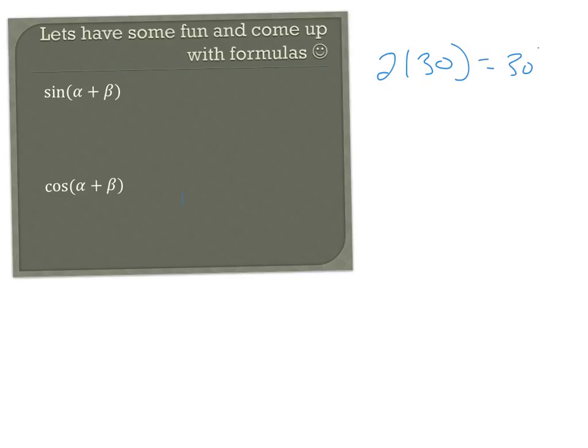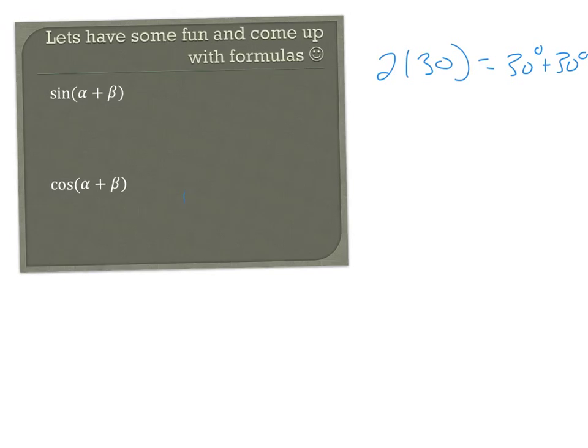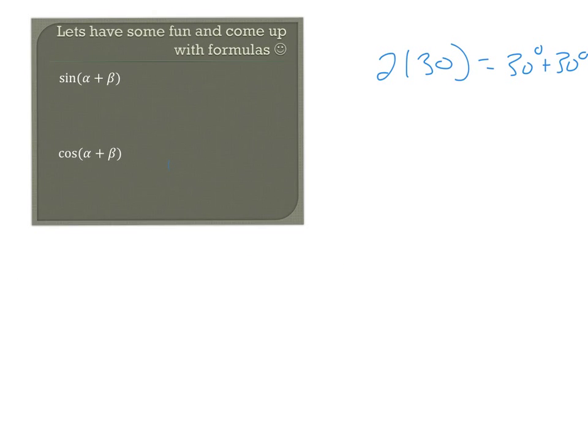That's equal to 30 degrees plus 30 degrees, right? So the way that I work this is, if I have 2 angles that are the same, that means alpha is equal to beta. Then I can do sine of alpha, and instead of adding a beta, I would add an alpha, because they're the same. This is our angle addition formula, so I'm just going to expand that.